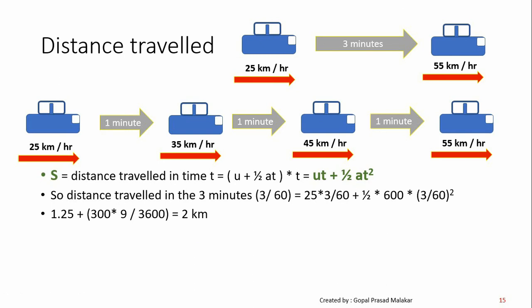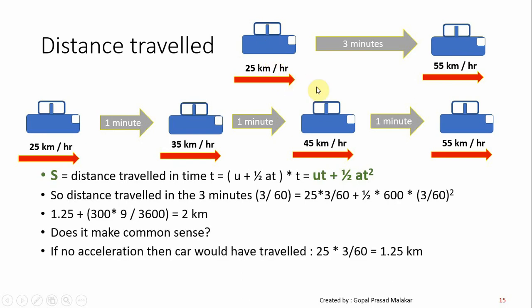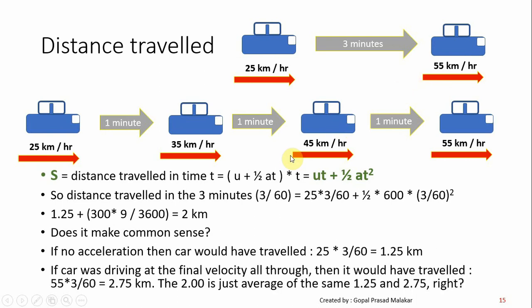Let's do an intuitive check. If there was no acceleration, with the speed of 25 km per hour, how much would it have traveled in 3 minutes? It would have traveled 1.25 kilometers, right? And if the car was traveling just by 55 kilometers per hour, how much would it have traveled in 3 minutes? It would have traveled 55 into 3 by 60, so 2.75 kilometers.